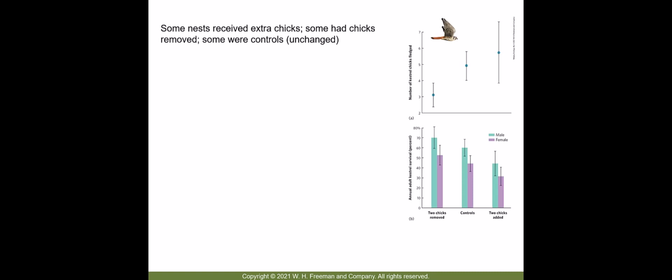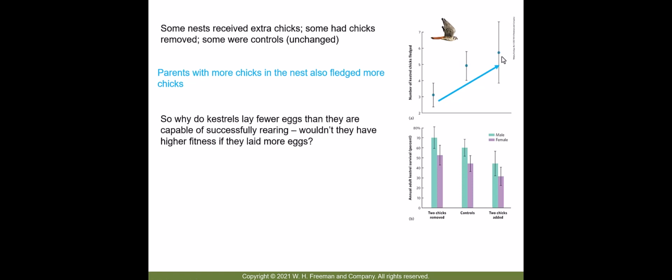In these data, some nests received extra chicks, some had chicks removed, and then the controls were unchanged. Chicks removed, controls were unchanged, 2 chicks were added. We see from the top graph that parents with more chicks also fledged more offspring. So if you have more chicks, you're more likely to fledge more. Then the question becomes, if having more chicks in the nest actually makes you more successful, which the top figure would suggest, why don't kestrels lay more eggs?